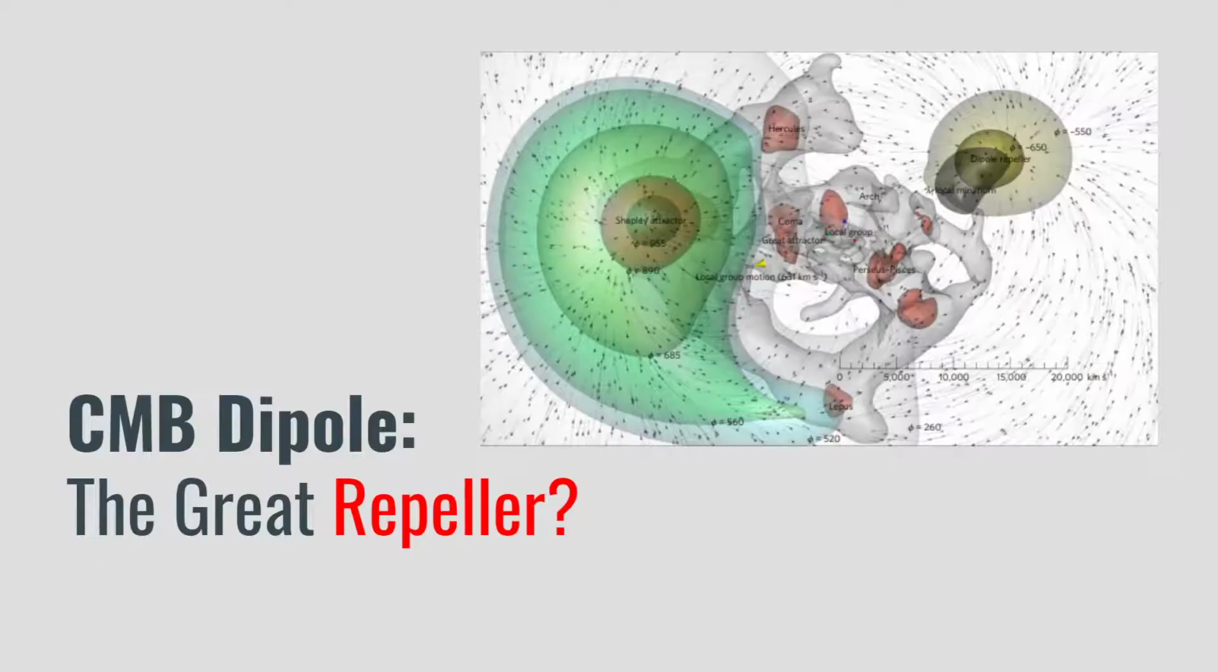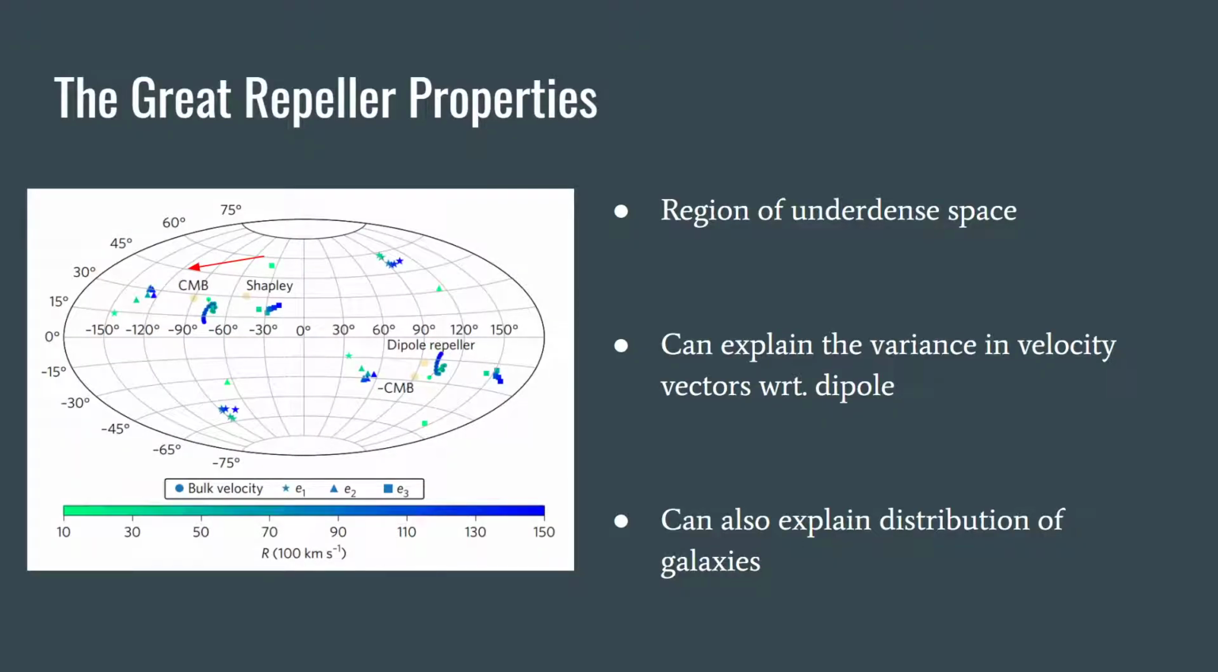Thus, Hoffman et al. predict the existence of a Great Repeller. This would gravitationally correspond with an underdense region and would compensate for the misalignment of the dipole with the Shapley supercluster. However, the zone of avoidance prevents observation of the Great Attractor, and the lack of matter and therefore light originating from the Great Repeller makes it equally difficult to observe.